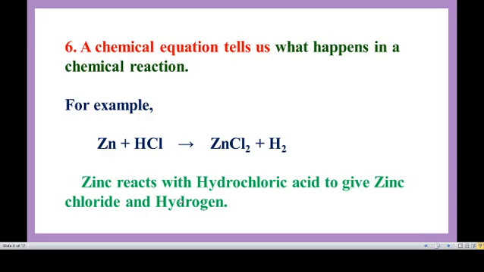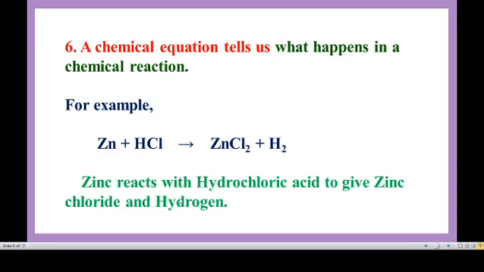And a chemical equation also tells us what happens in a chemical reaction. For example, look at the equation. Zinc plus HCl gives ZnCl2 plus H2. So by looking at the equation, we can tell what happens in this reaction. That is, zinc reacts with hydrochloric acid to give zinc chloride and hydrogen. So these are the information gained from a chemical equation.